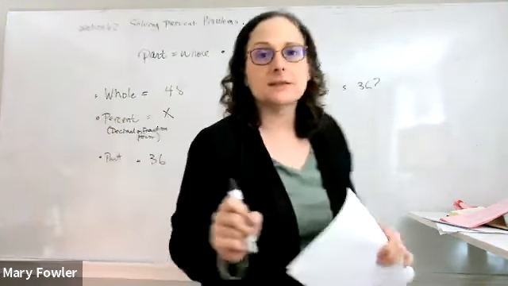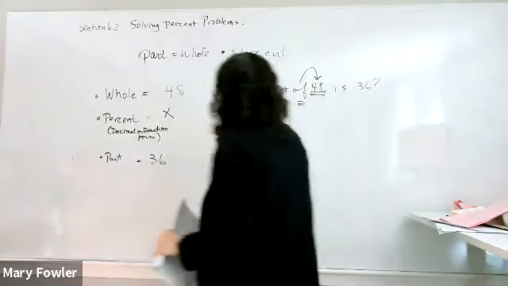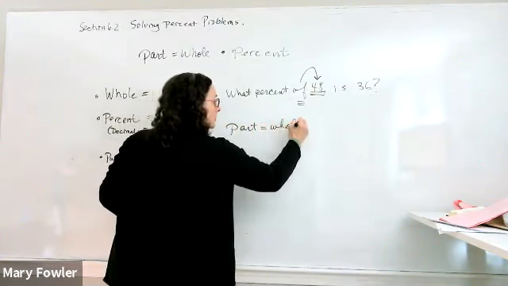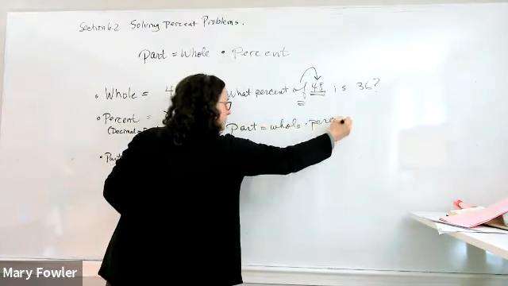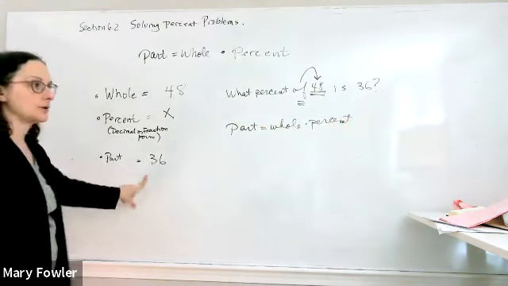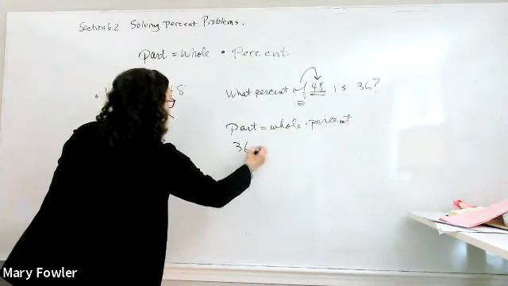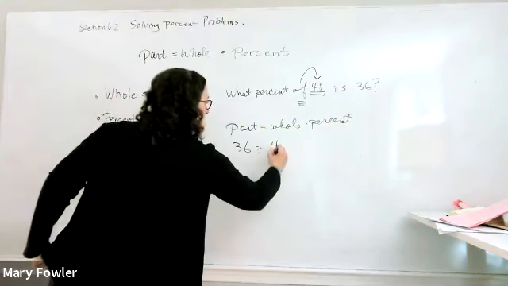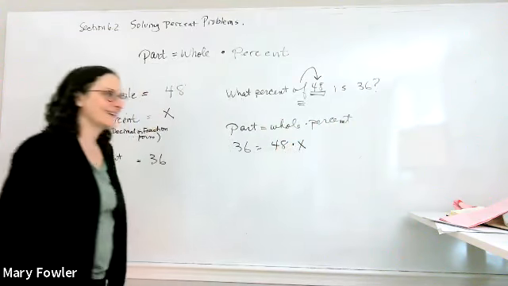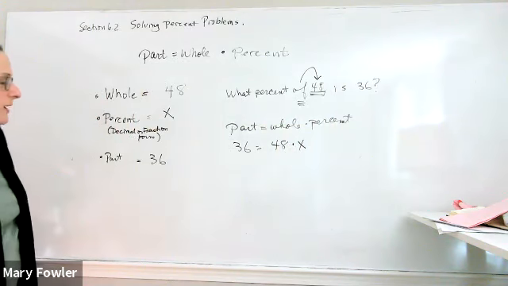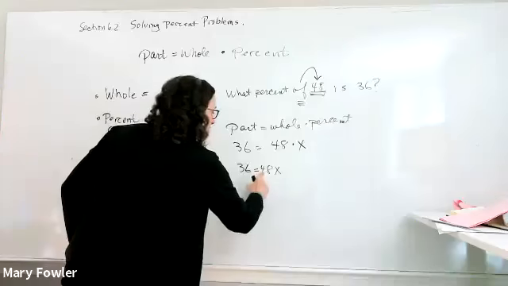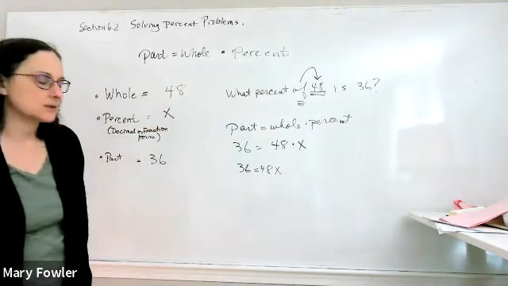So let's go ahead and plug this into our percent equation. Part is equal to whole times percent. Okay, so my part is 36, my whole is 48, and my percent, we'll call that X. All right, so we have this equation, 36 is equal to 48X. We have to solve for X. We want to isolate X.